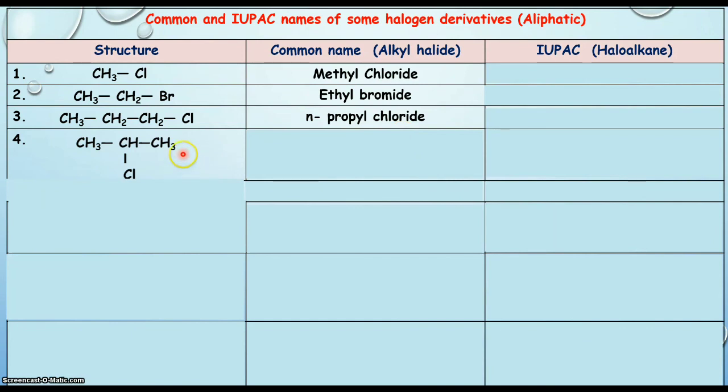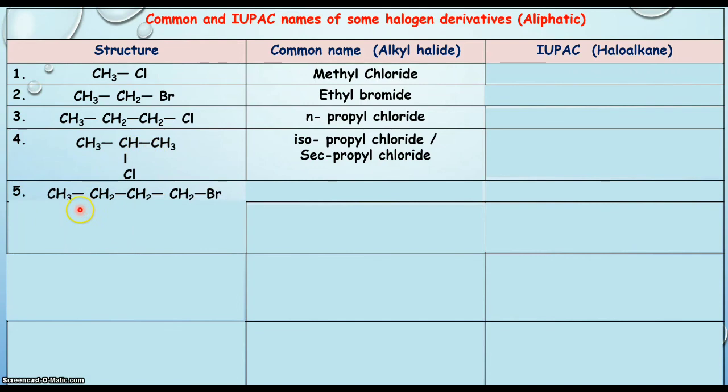Next example is here. In this straight chain, the carbons are 3. So it's propyl only, but chlorine is attached to a secondary carbon atom. So it will be named in two ways. Secondary propyl chloride, as chlorine is bonded to a secondary carbon atom, and isopropyl chloride because one methyl group is bonded to the second last carbon atom.